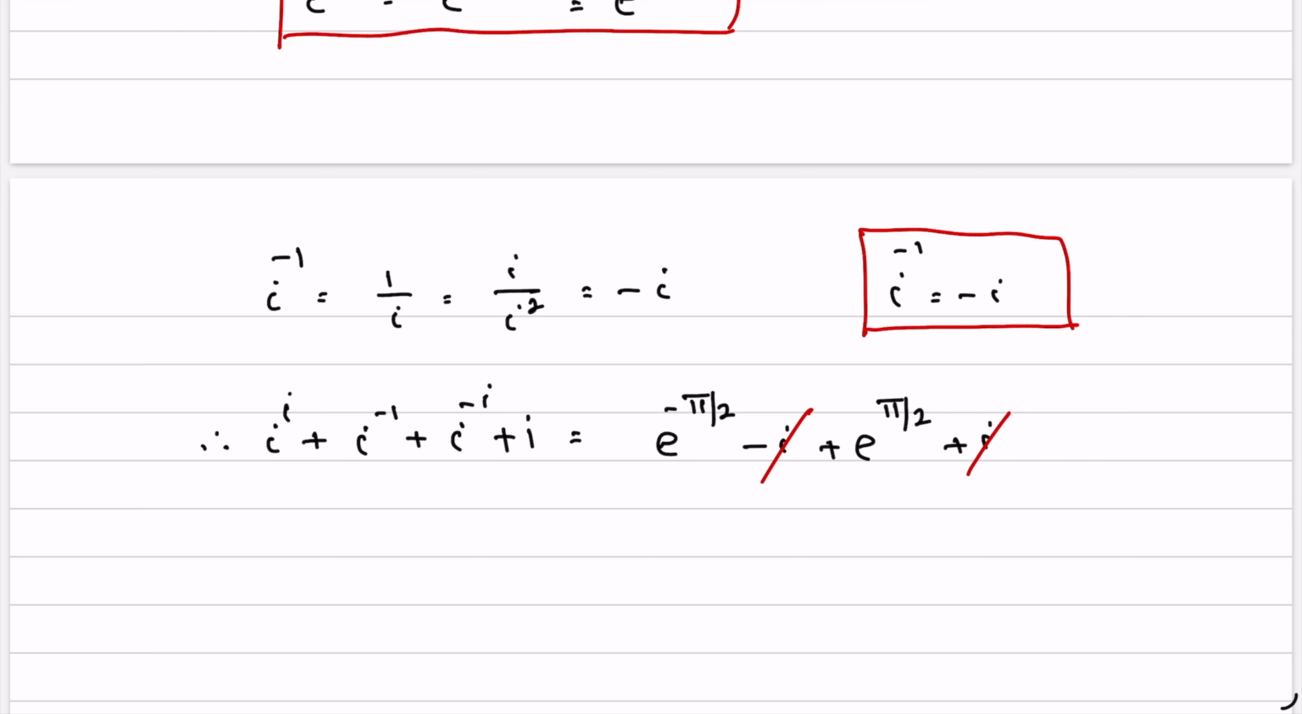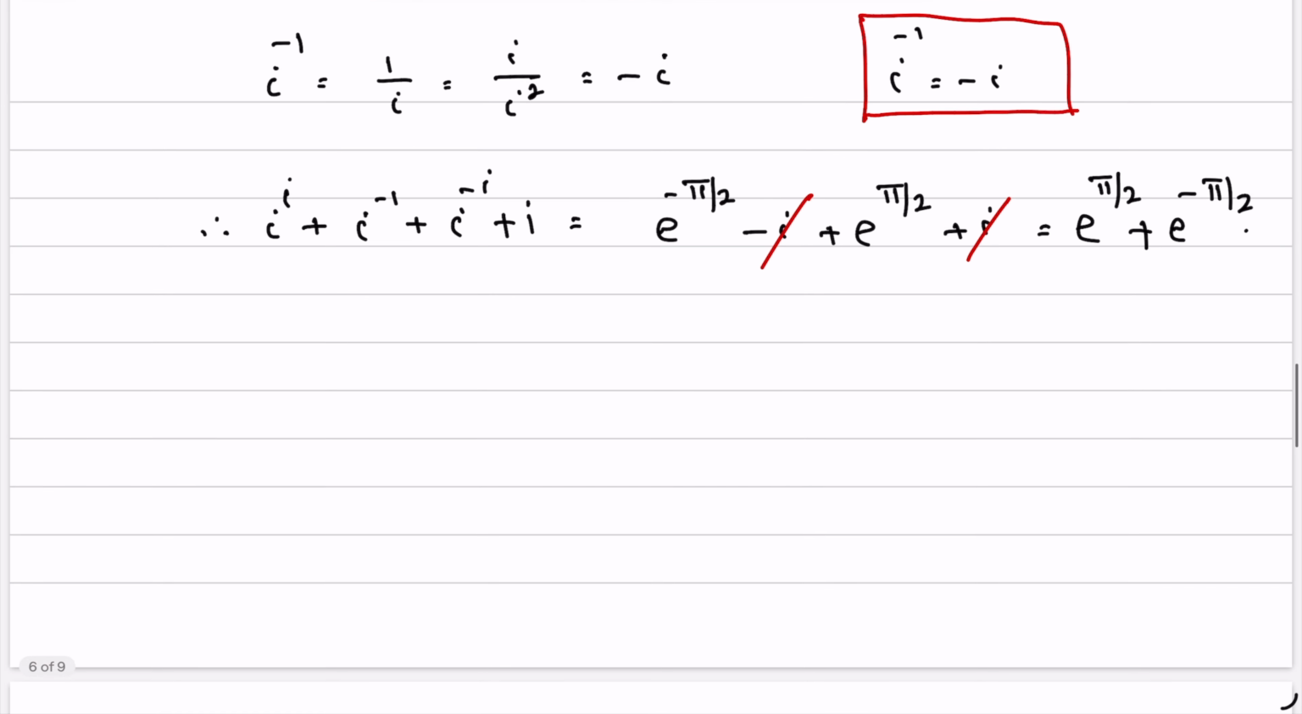And this value will be e to the power of pi by 2 plus e to the power of minus pi by 2. That means i to the power of i plus i to the power of minus 1 plus i to the power of minus i plus i is equal to e to the power of pi by 2 plus e to the power of minus pi by 2.